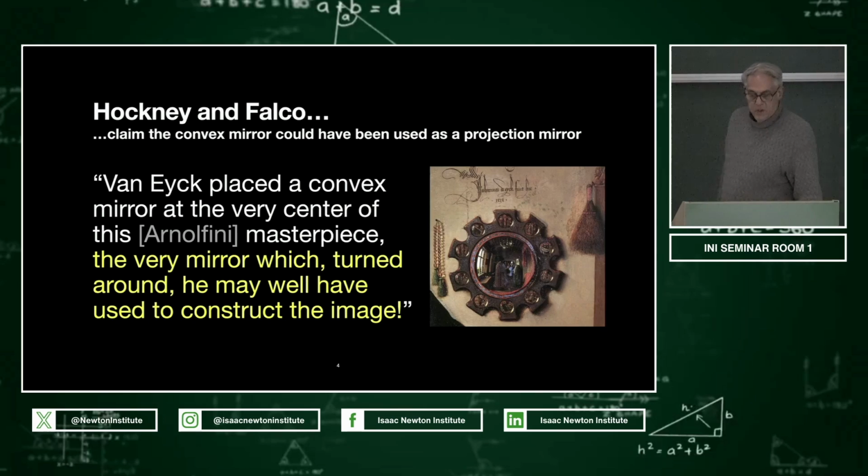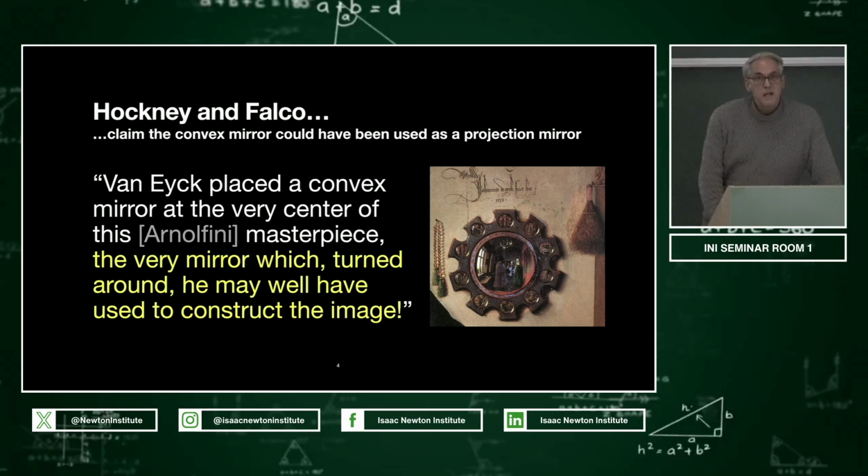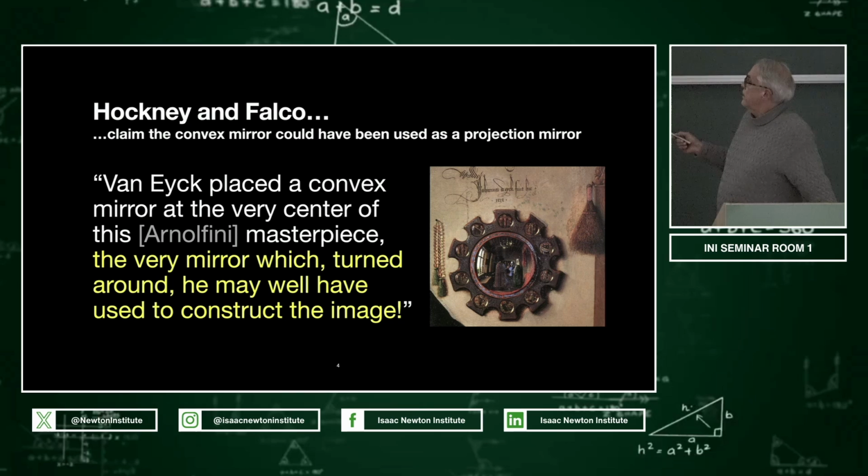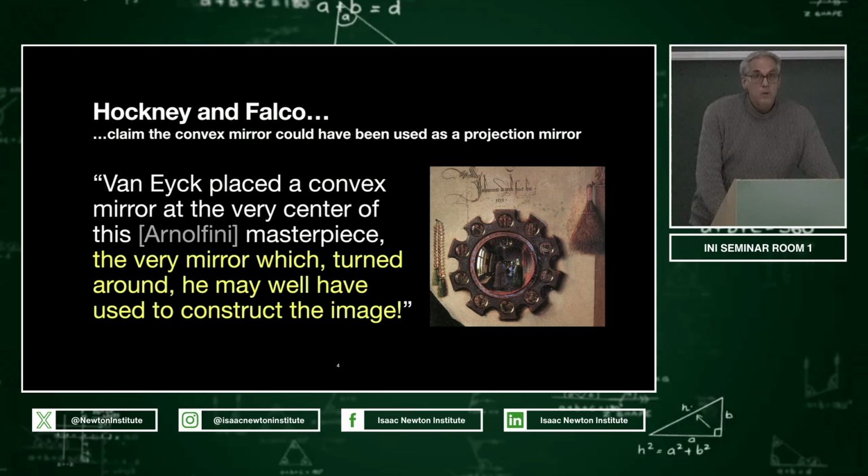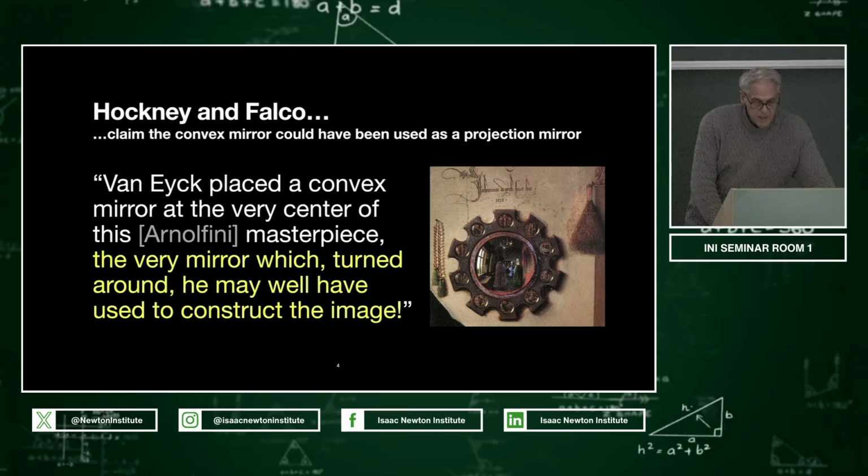And Hockney and Falco claimed that the convex mirror depicted within the painting could have been used as a projection mirror. They said Van Eyck placed a convex mirror at the very center of this Arnolfini masterpiece. The very mirror which turned around he may well have used to construct this image. I thought I'd test it. And one way to check that is to look at the focal length of this mirror, had it been used, and the focal length that would have been needed to produce that image.